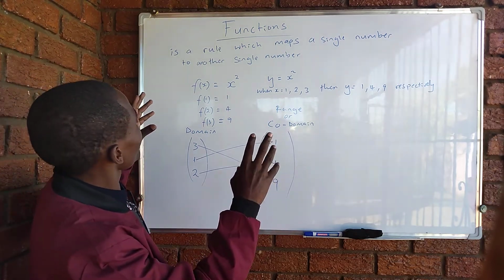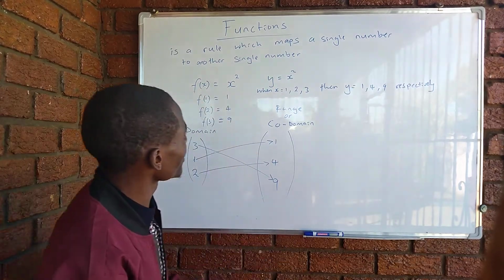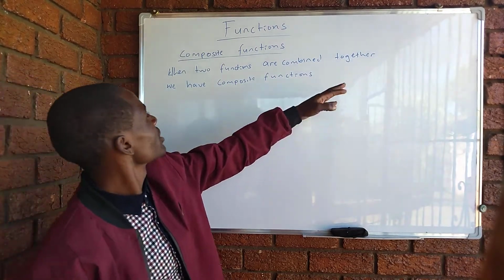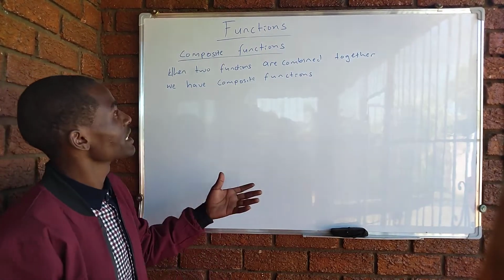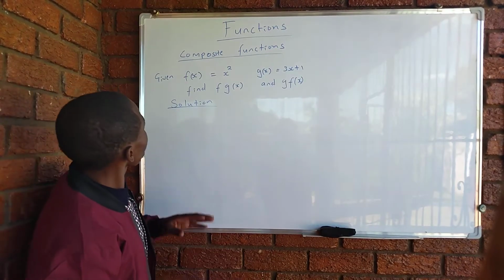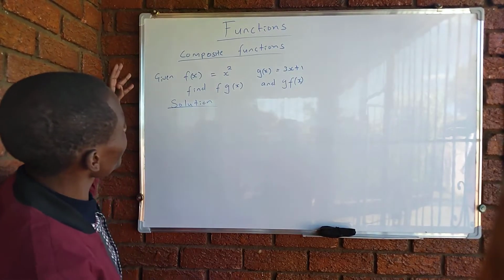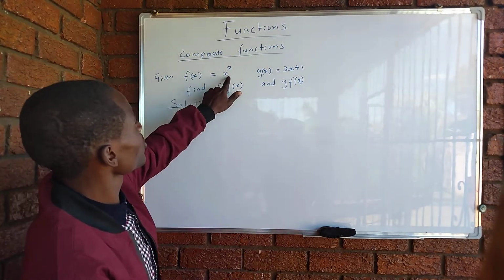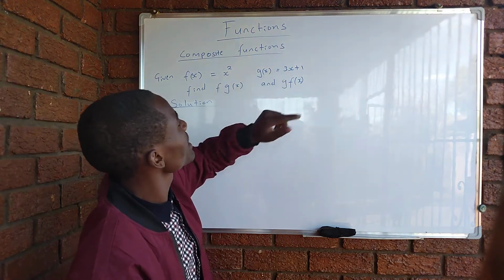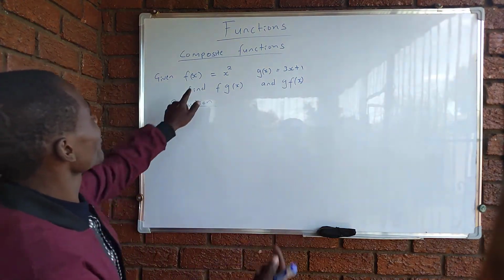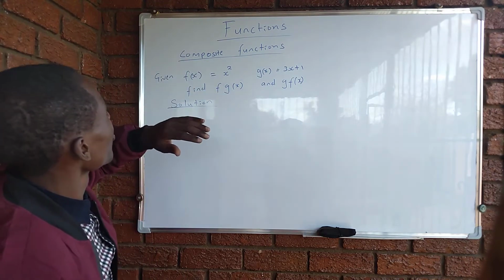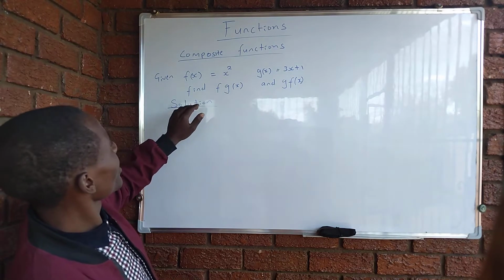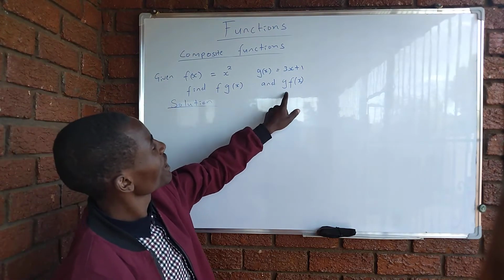Okay, so to find a composite function: when two functions are combined together, we have composite functions. We are given f of x is equal to x squared, g of x is equal to 3x plus 1. Now we want to combine f of x and g of x into composite functions. You are required to find f g of x and g f of x.